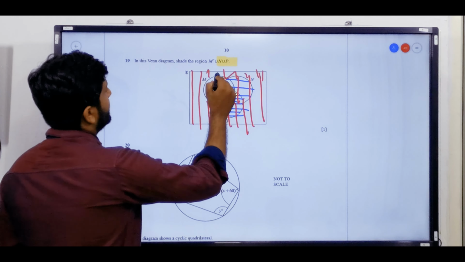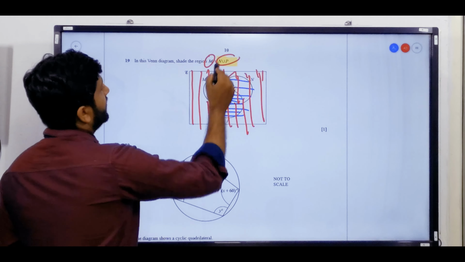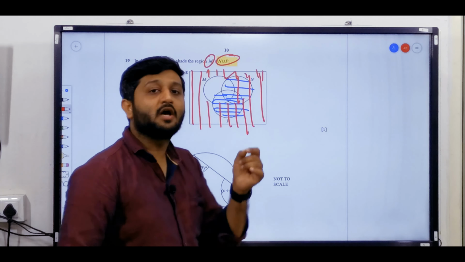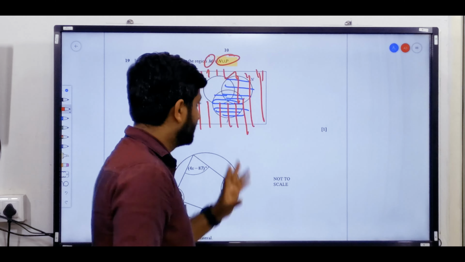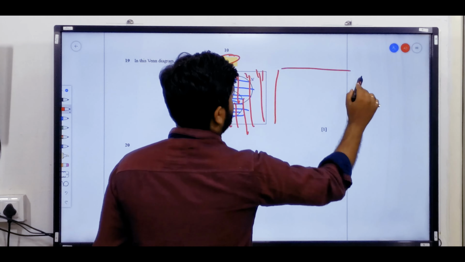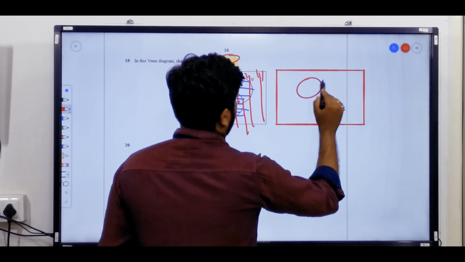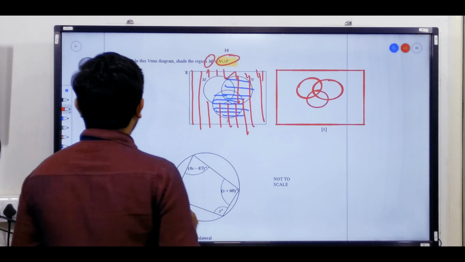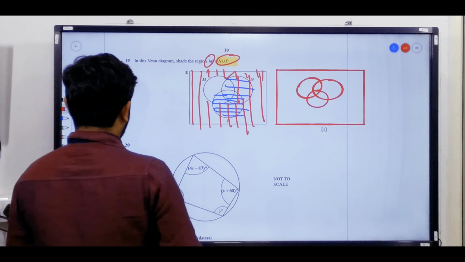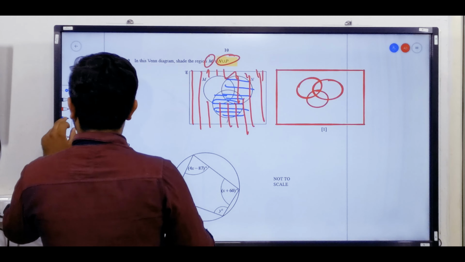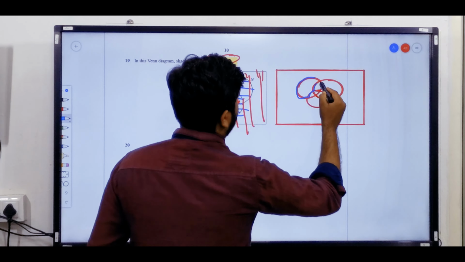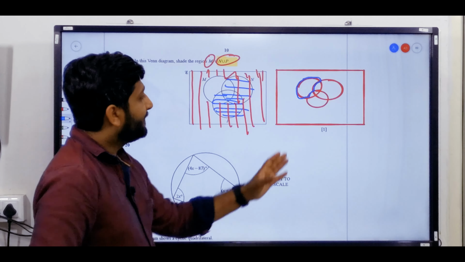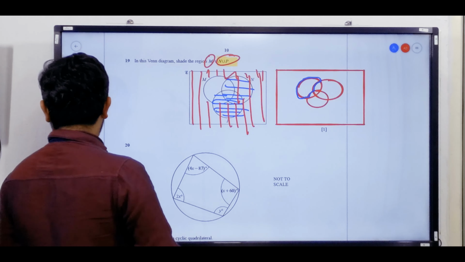So now what is the relation between these two? They are in union. So now union means what? Union means it should include everything. So my final shaded block would look something like this. I am supposed to shade everything except this part. This part I am not supposed to shade. Apart from this, I am supposed to shade everything.